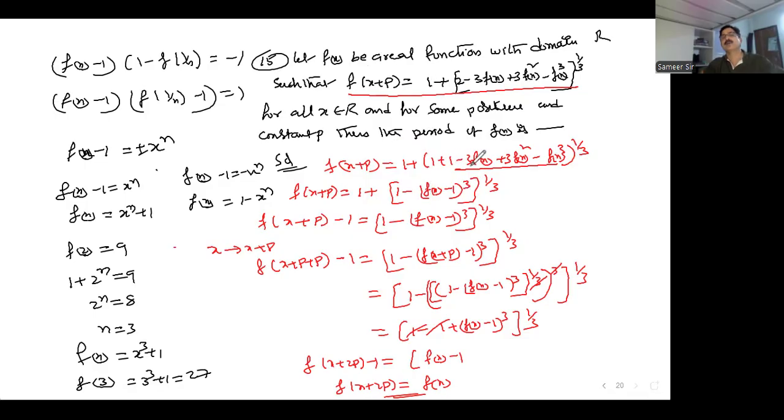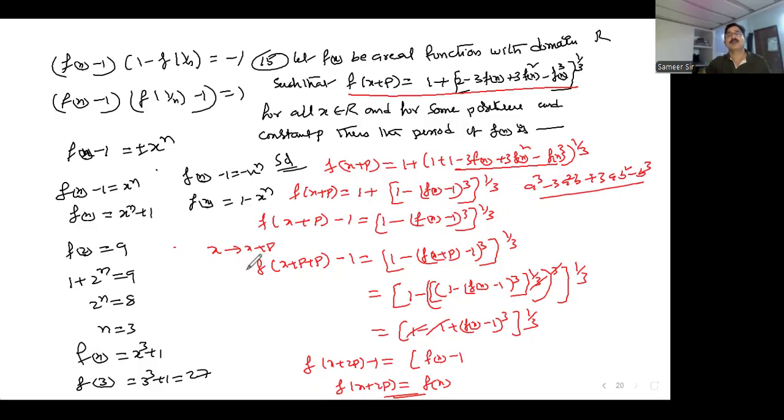A cube minus 3a square b plus 3ab square minus b cube. Right. This is the formula. Using this formula, I wrote like this now. So now one I have taken this side. So I got it in this way.